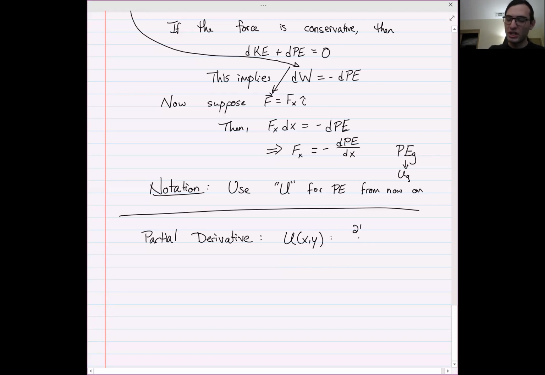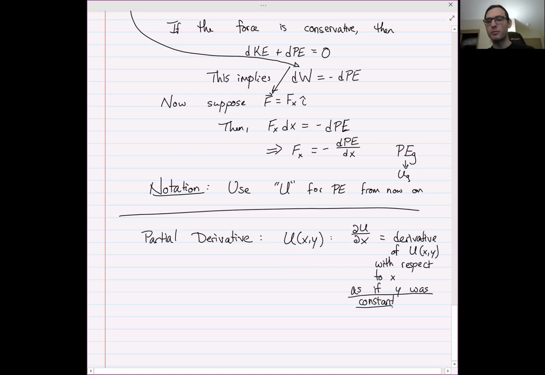so du dx is equal to the derivative of u of x and y with respect to x. So you take the derivative with respect to x, and then the important part is as if y was constant. So all you do is you just pretend that the other variables in your function are just numbers rather than variables, and then you only take the derivative of the thing that you're interested in.